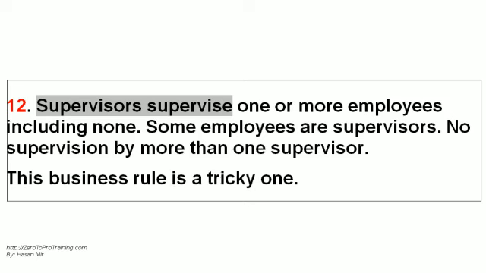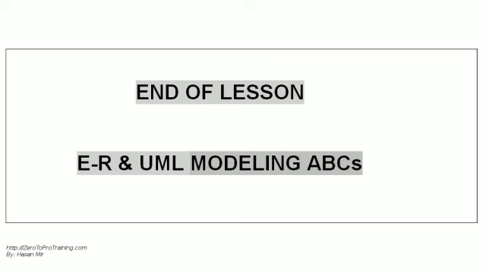Next, 12. Supervisors supervise one or more employees, including none. Some employees are supervisors. No employee is supervised by more than one supervisor. This business rule is a tricky one. End of lesson. ER and UML modeling ABCs.